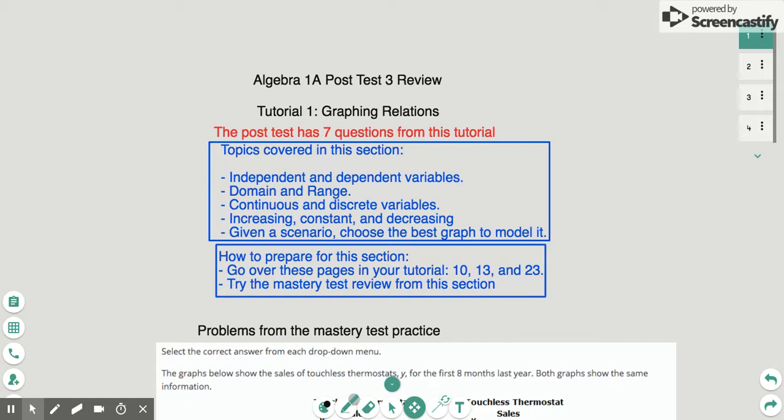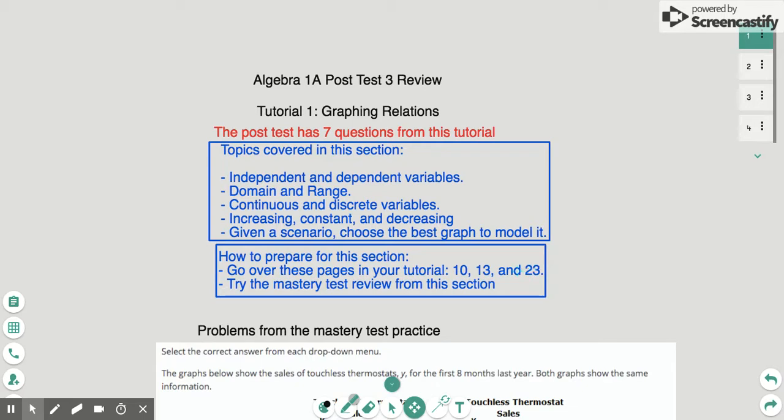The topics that you're going to see in the section as well as the post-test are independent and dependent variables, domain and range, continuous and discrete variables, increasing, constant, and decreasing functions, and you will have to match a graph to a given scenario. To better prepare for this part of the post-test, please go over these 3 pages in your tutorial, 10, 13, and 23. They summarize pretty well what you will see.